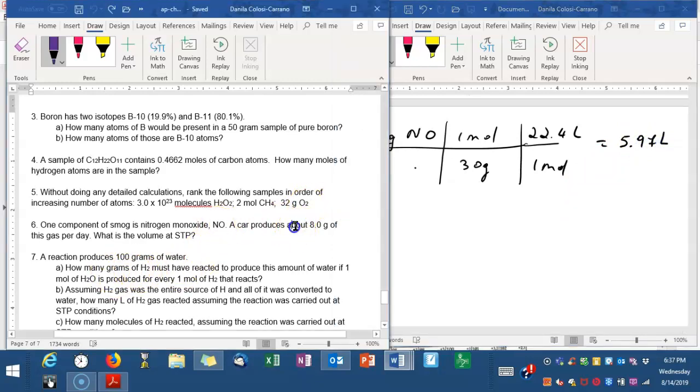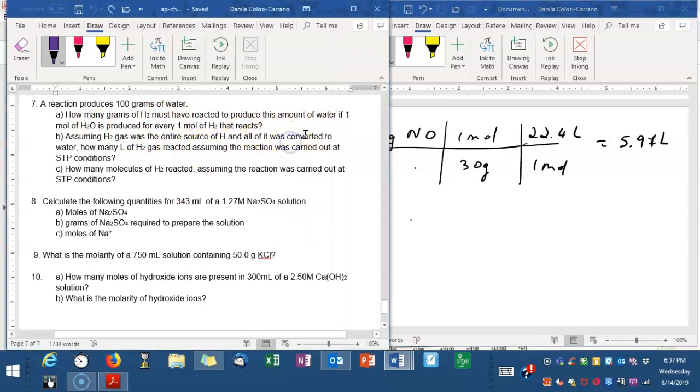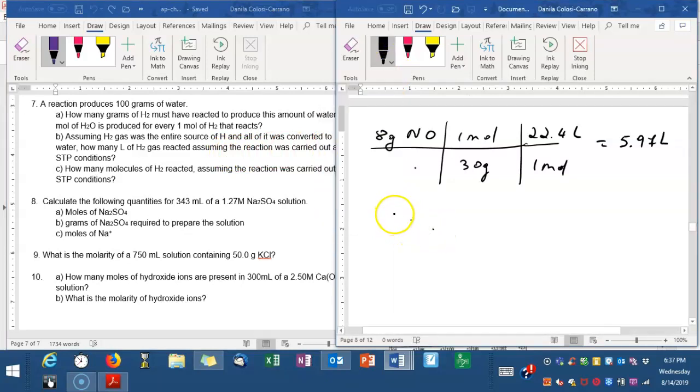And then a reaction, 100 grams of water. How many grams of H2 must react to produce water if 1 mole of water is produced for every mole of hydrogen that reacts? So they are saying you have H2 and you have O2, and this reacts like that, which means you need a 2 here and you need a 2 there to make everything balanced, right? So how many grams of this do you need if you want to produce grams of this?